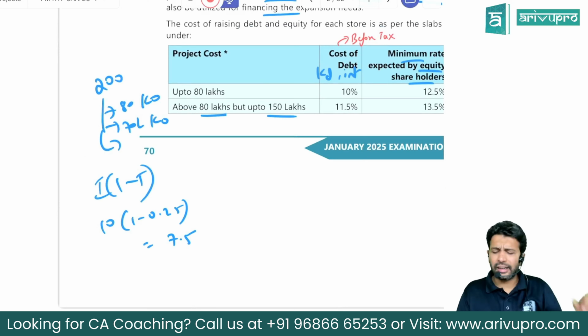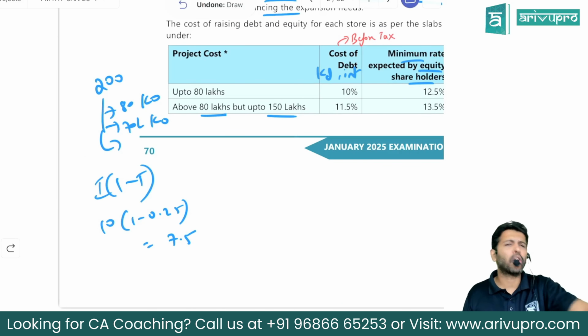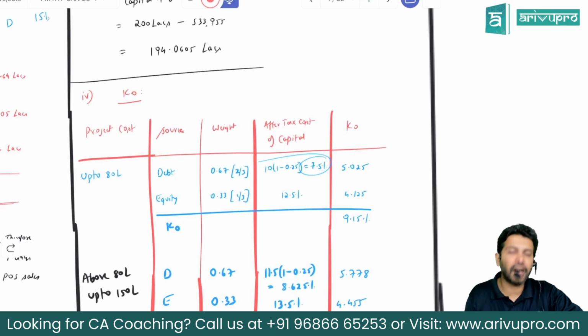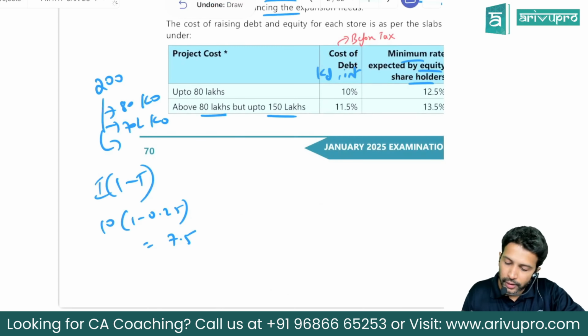Or directly take your calculator. 10 minus 25% you do. Automatically, what are you going to get? 7.5%. So cost of debt is 7.5%. Okay. Then what is cost of equity, sir?